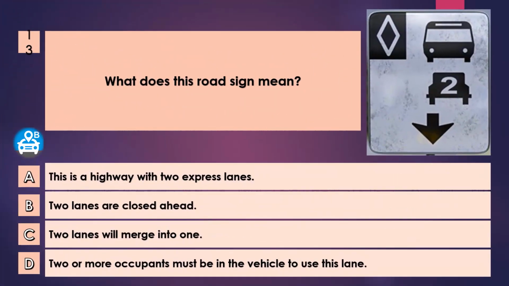What does this road sign mean? A. This is a highway with 2 express lanes. B. 2 lanes are closed ahead. C. 2 lanes will merge into 1. D. 2 or more occupants must be in the vehicle to use this lane.